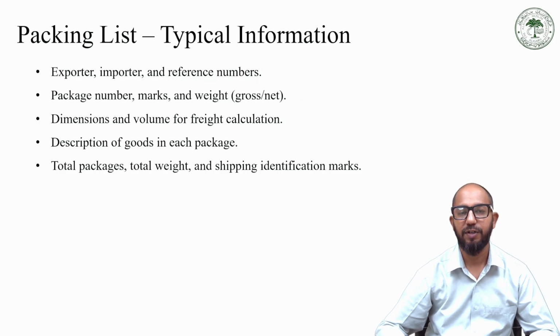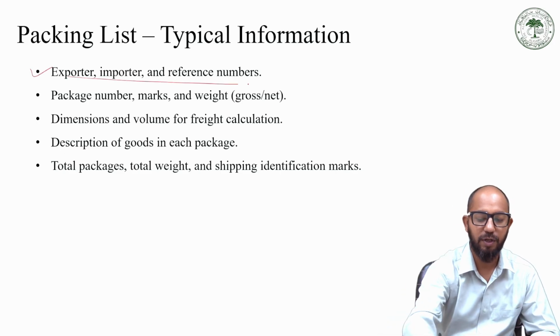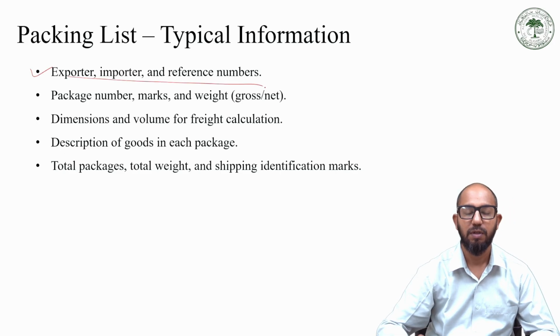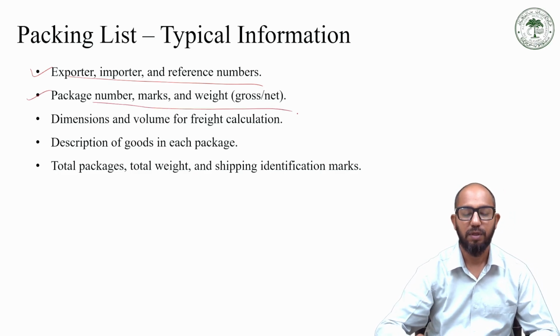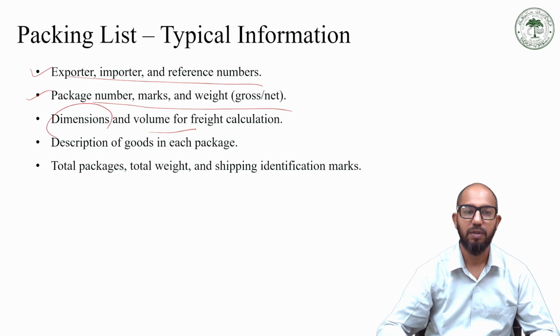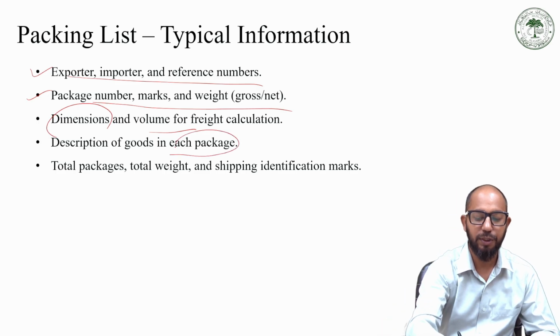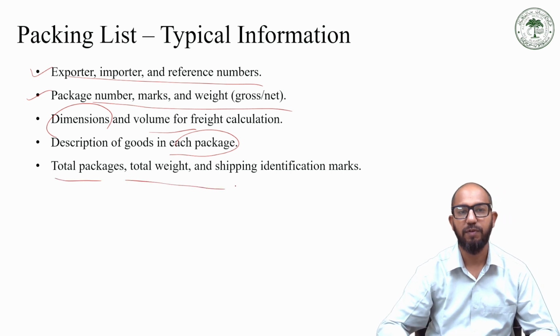What are the different types of information that are included in a packing list? It includes exporter and importer names and reference numbers, the package number, marks and weight, dimensions and volume for freight calculation, description of goods in each package, as well as the total number of packages, total weight, and shipping identification marks.